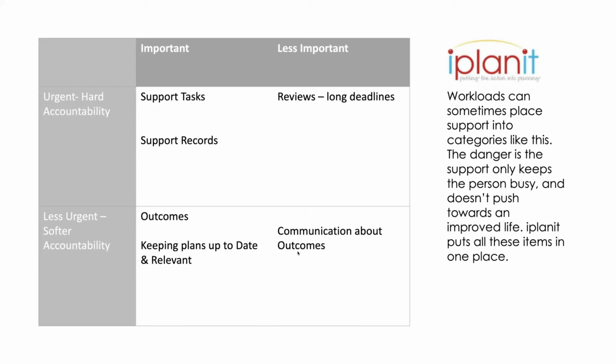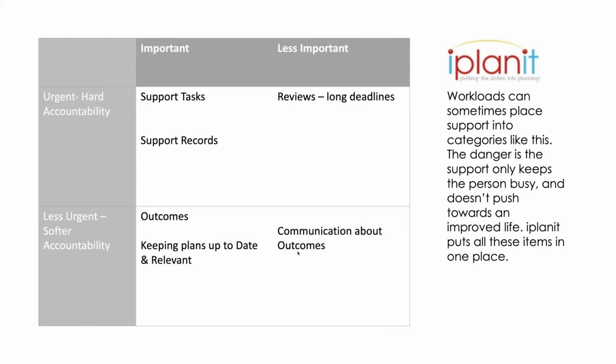So, for example, support tasks, things like personal care and meal preparation and so on, they could be really, really important and really, really urgent. Whereas setting outcomes or tracking those outcomes or finding out whether those outcomes have happened or not, they're important, but they can be less urgent, and sometimes they can be put on the back burner, only looked at during reviews. And reviews which have long deadlines become less important, although they're urgent because you need to do them.